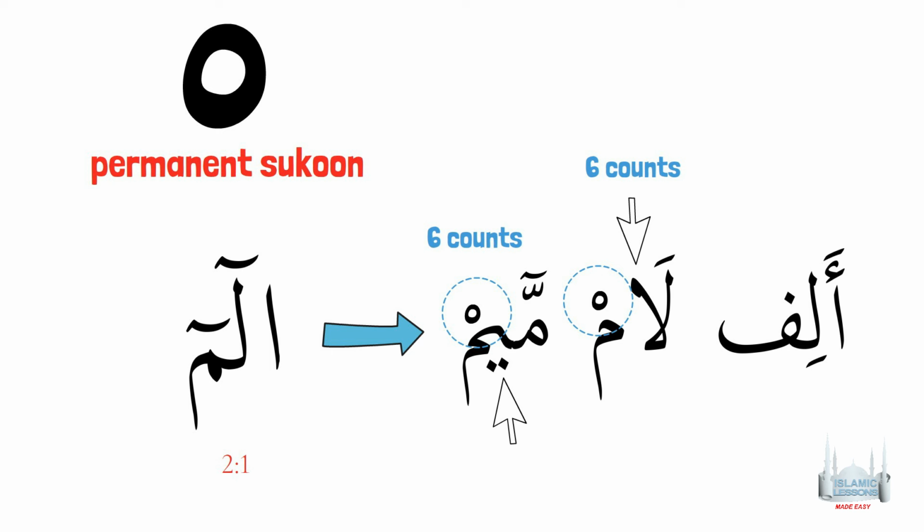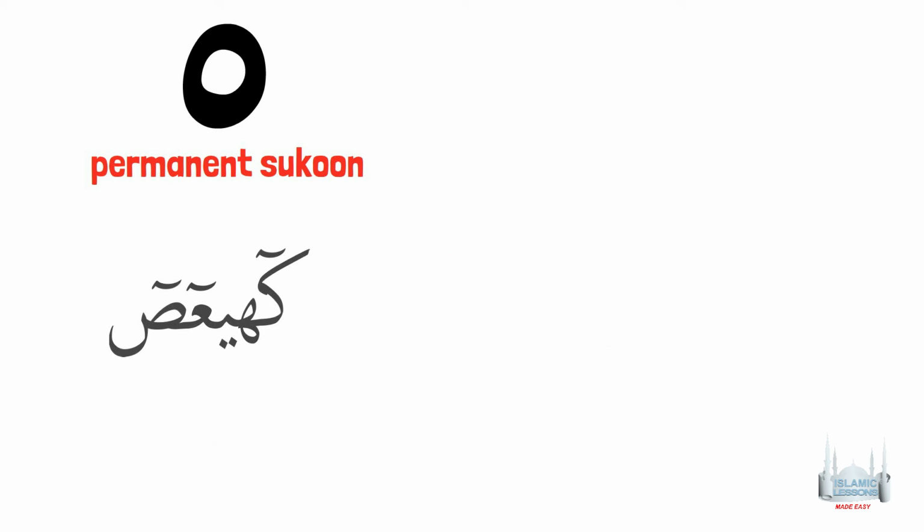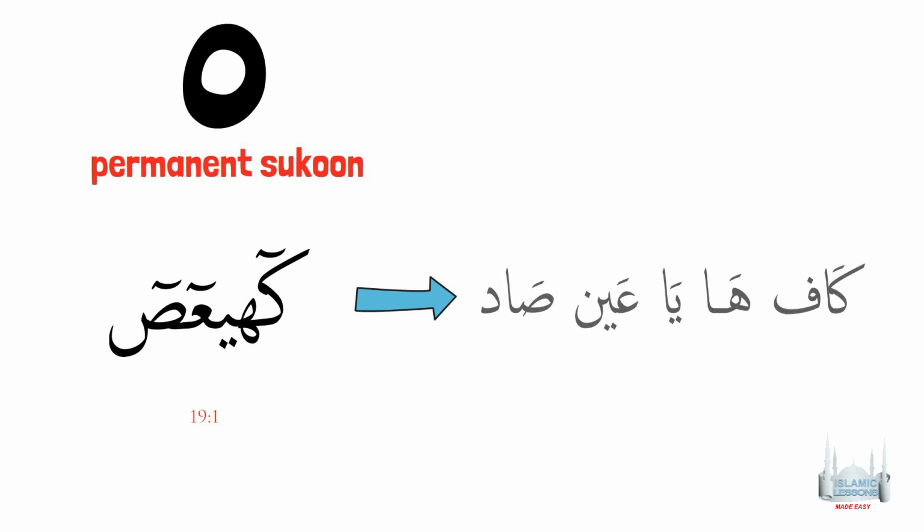It reads Alif, Lam, Mim. Let's do another example. Let's rewrite them to make it easier to understand. From this, we see the first letter has a long vowel followed by a permanent sukoon. Therefore, we lengthen it for 6 counts.